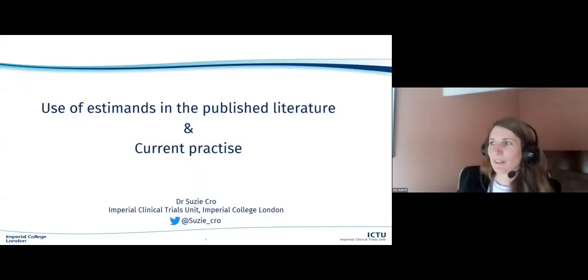Right, so you don't get much of a break, Susie, because you're now on to your second talk, but it's a much shorter talk. You're going to give us an introduction to how people are using it in the published literature. Is that right? And then ask us about some current practice. Thanks, Susie. Yes, so I'm just switching my slides.